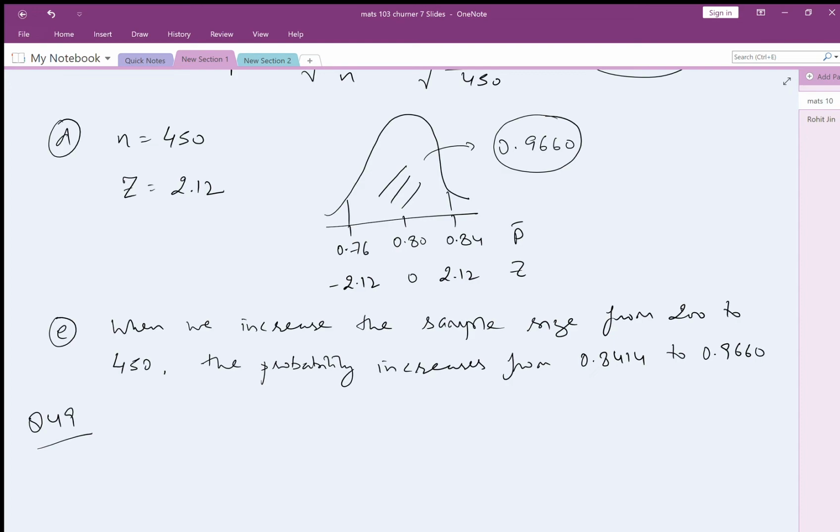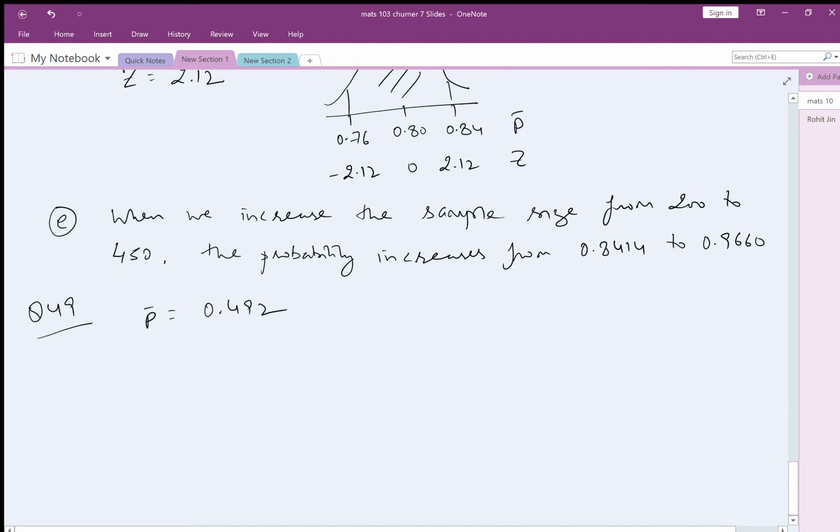So that is landline telephone service. According to the US Department of Health and Human Services, only 49.2% of homes in the US used landline telephone service in 2017. Okay. So p bar is 49.2% or 0.492. Okay. Now let's look at part A.